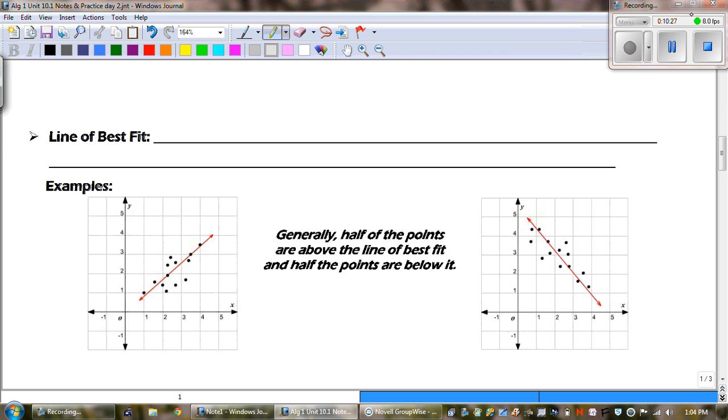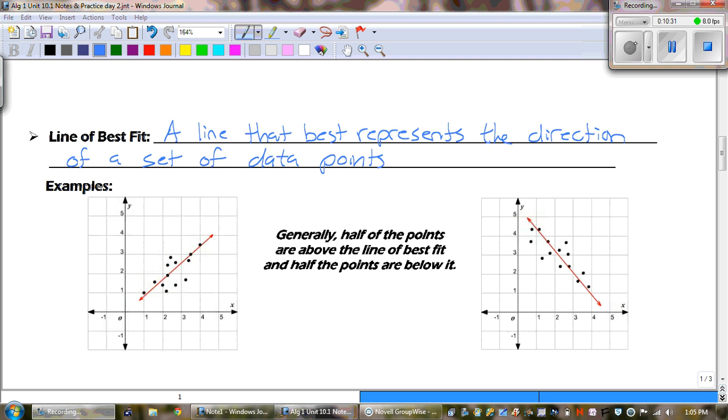So what is the line of best fit? A line of best fit is a line that best represents the direction of a set of data points. All right, anyways, like we talked about before, generally half of the points are above the line of best fit and half of the points are below.